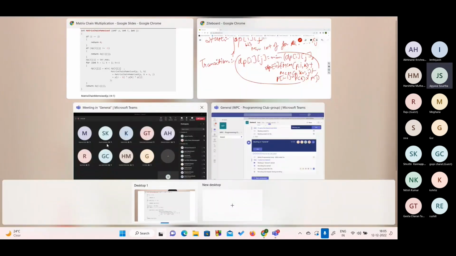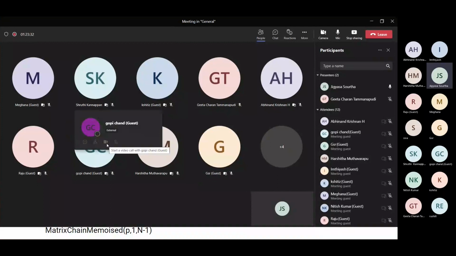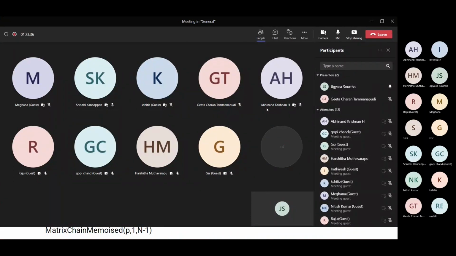Is the top-down approach clear? Does anyone have any doubt? Okay, so yeah.